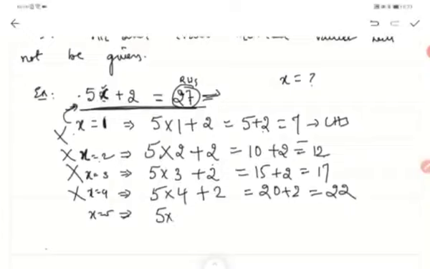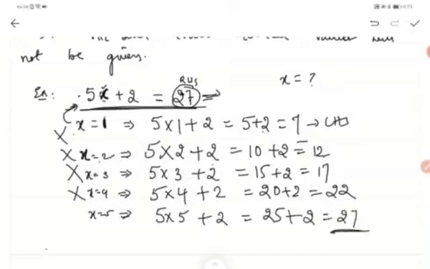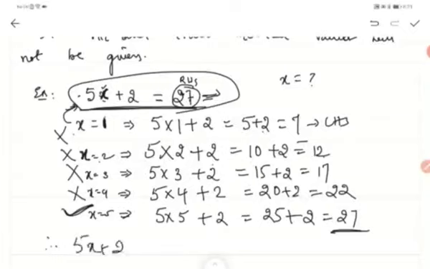Now if you go for x equal to 5, 5 into 5 plus 2 is 25 plus 2, which is equal to 27. Isn't it? We got 27. For x equal to 5, you have got the correct answer. Therefore, in this equation, 5x plus 2 equal to 27, the unknown number x is true for x equal to 5. So this is called the trial and error method.